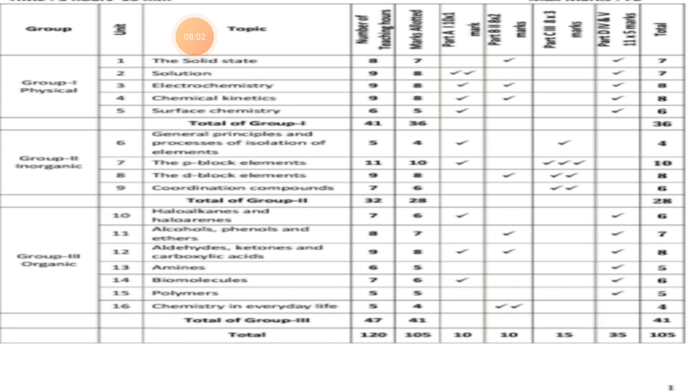The third chapter from the part second is aldehyde, ketone and carboxylic acid. It has 9 lecture time span and 8 mark weightage. 1 question for 1 mark, 1 question for 2 marks, 1 question for 5 marks. Total weightage is 8 marks.